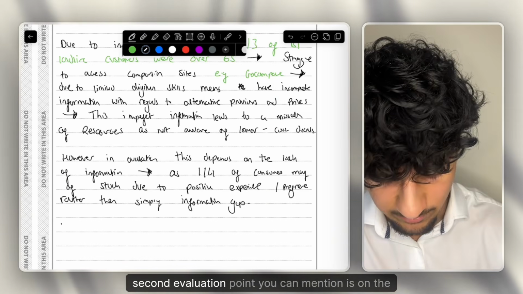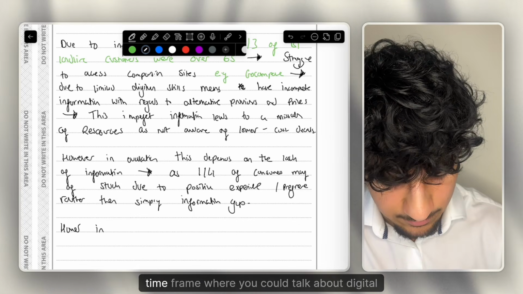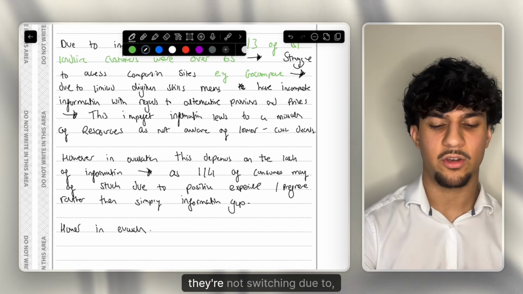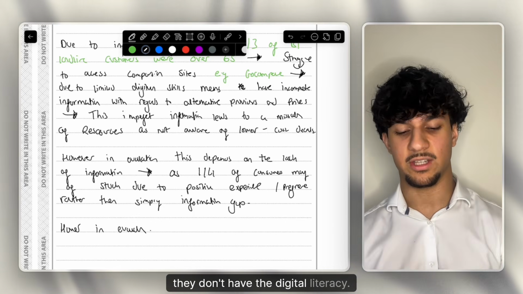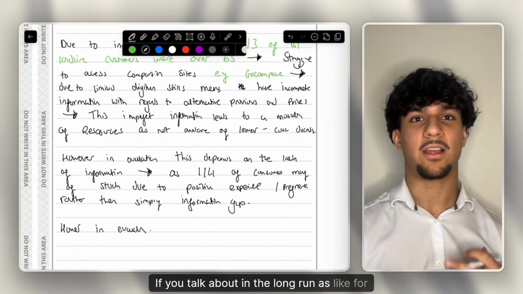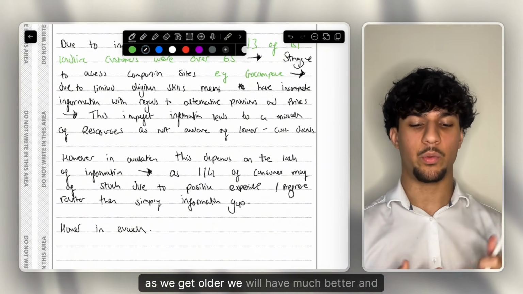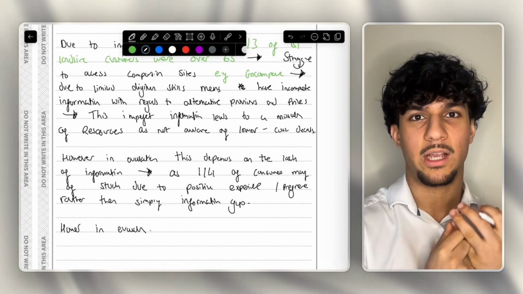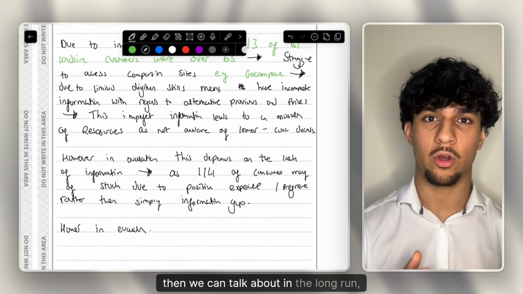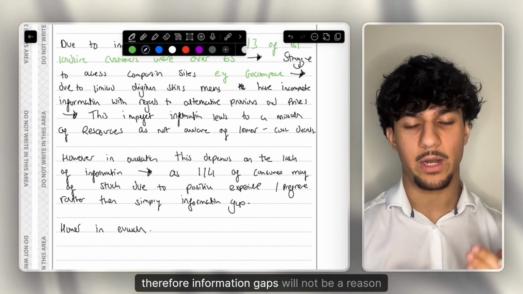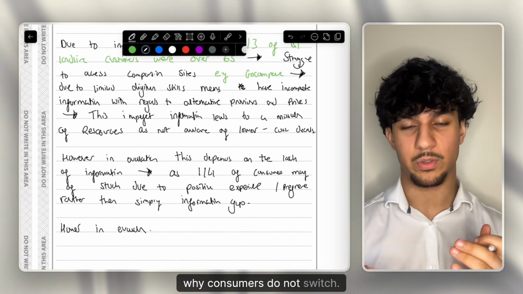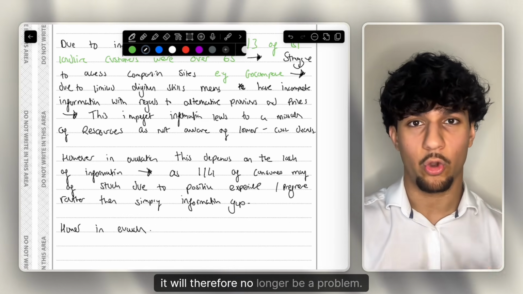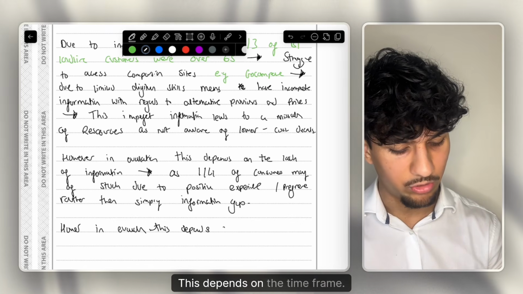And then a really good second evaluation point you can mention is on the time frame, where you could talk about digital literacy, essentially, where we say that these consumers, the elderly, are not switching because they don't have the digital literacy. But you could talk about in the long run, as, for example, me, as we get older, we will have much better digital literacy, with things like courses and campaigns improving it. Then we could talk about in the long run, digital literacy will improve, therefore information gaps will not be a reason why consumers do not switch. So in the short run, yes, this may be a problem, but in the long run, with digital literacy improving, it will therefore no longer be a problem. So however, in evaluation, this depends on the time frame.